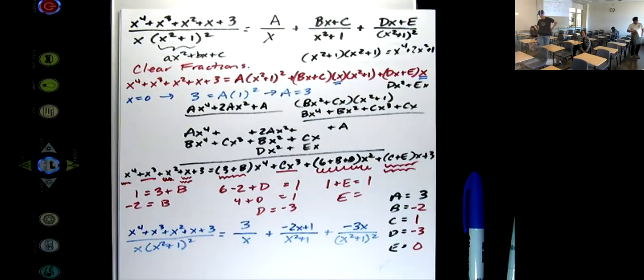This is actually a cool topic, because we've done factoring when it's in the numerator, but we haven't factored in the denominator before.